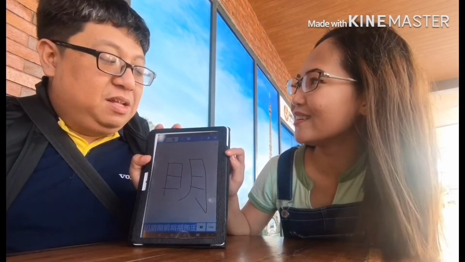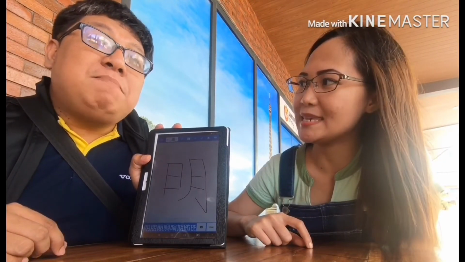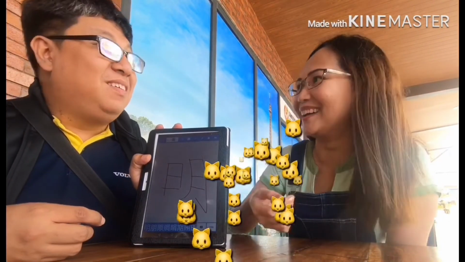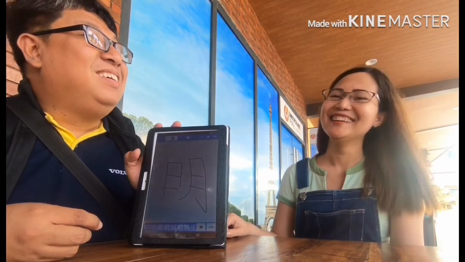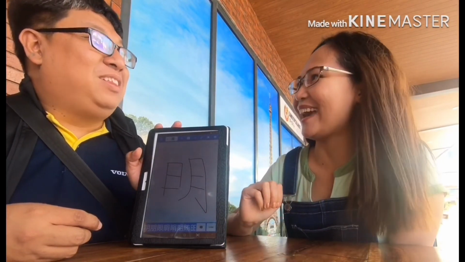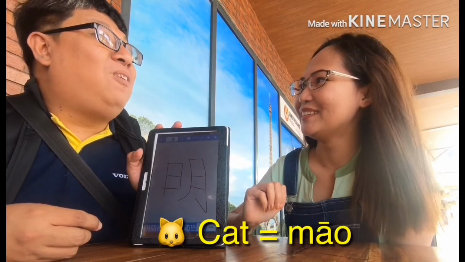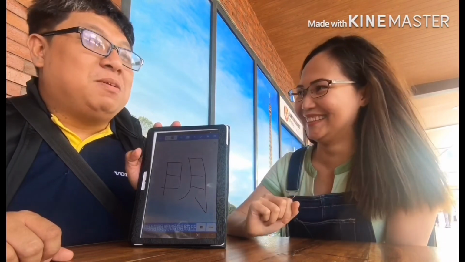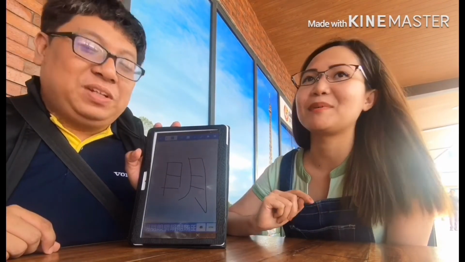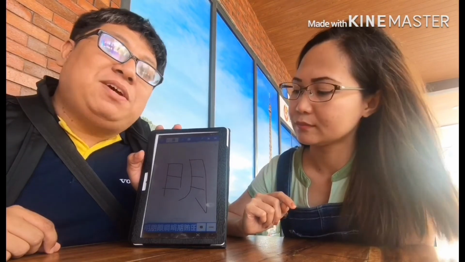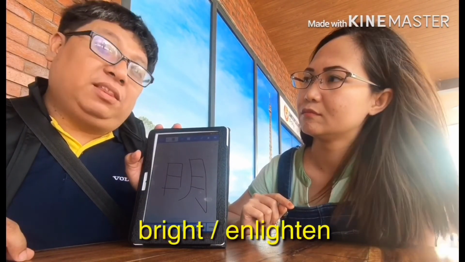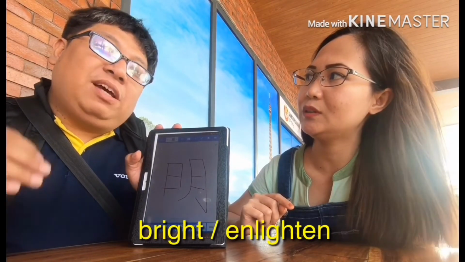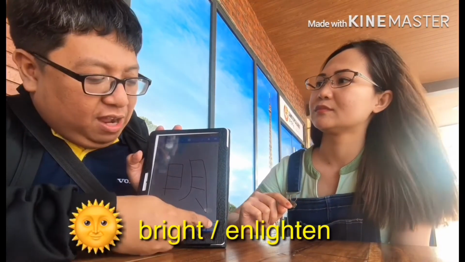Does it mean month? No, this is pronounced in Mandarin as Ming. No, it doesn't sound like a cat. Cat in Mandarin is Mao. Look at the cat saying Mao. But neko in Japanese. Neko. Alright, so when you combine the characters for sun and moon, this is the character for bright or enlightened. So you have the light of the sun and you have the light of the moon.